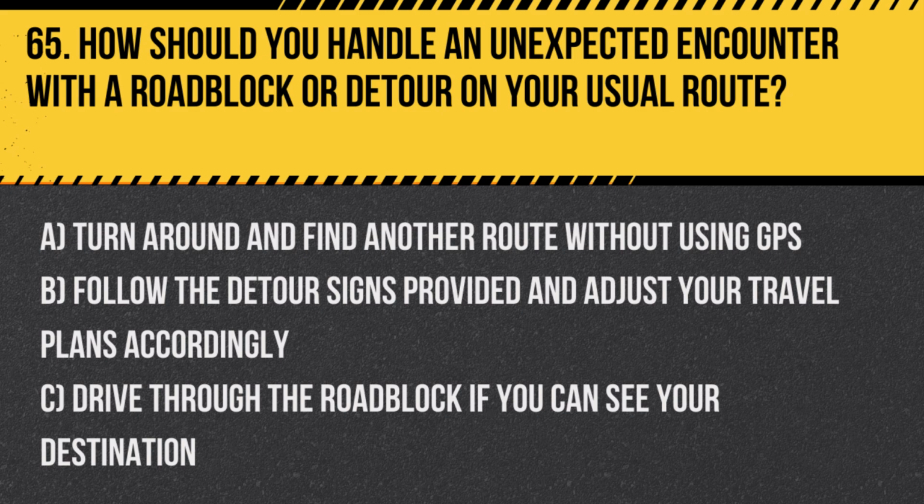Question 65. How should you handle an unexpected encounter with a roadblock or detour on your usual route? A. Turn around and find another route without using GPS. B. Follow the detour signs provided and adjust your travel plans accordingly. C. Drive through the roadblock if you can see your destination. Answer B. Follow the detour signs provided and adjust your travel plans accordingly. Detours are placed for safety reasons, and following them ensures compliance with road laws and safety.